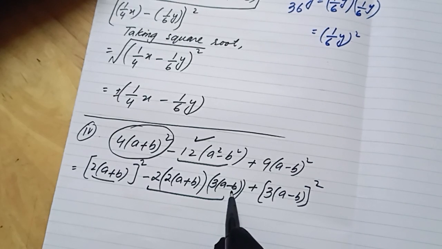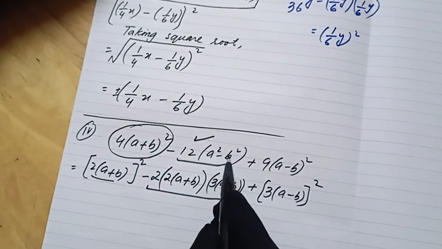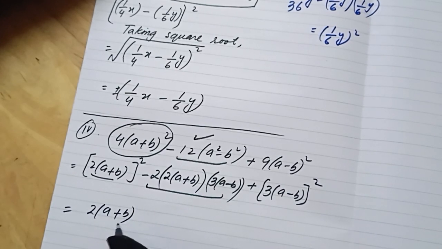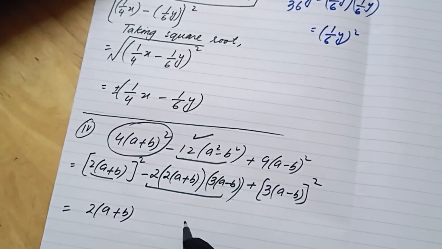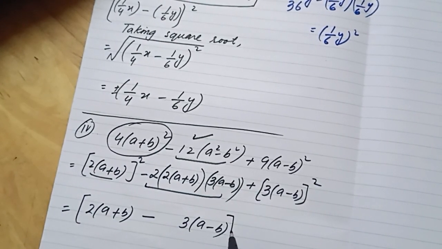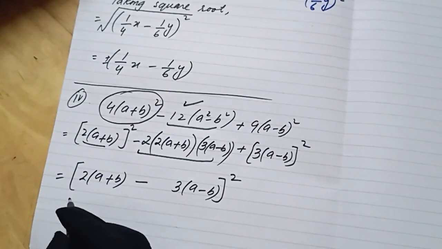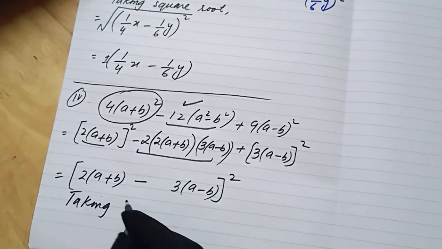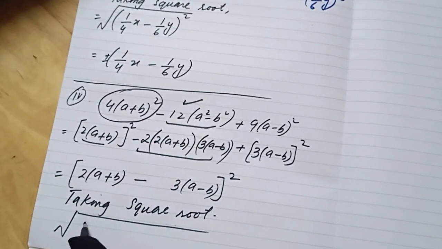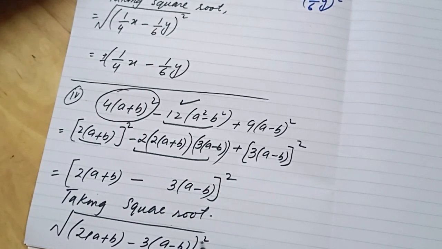Now a plus b into a minus b, we know that it's an algebraic identity, and the product of a plus b and a minus b is equal to a square minus b square. So hence we can go for closing the identity. This one is our first term, this one is our second term. The central sign is minus, and whole square. At this step, we will take the square root of 2 times a plus b minus 3 times a minus b whole square.